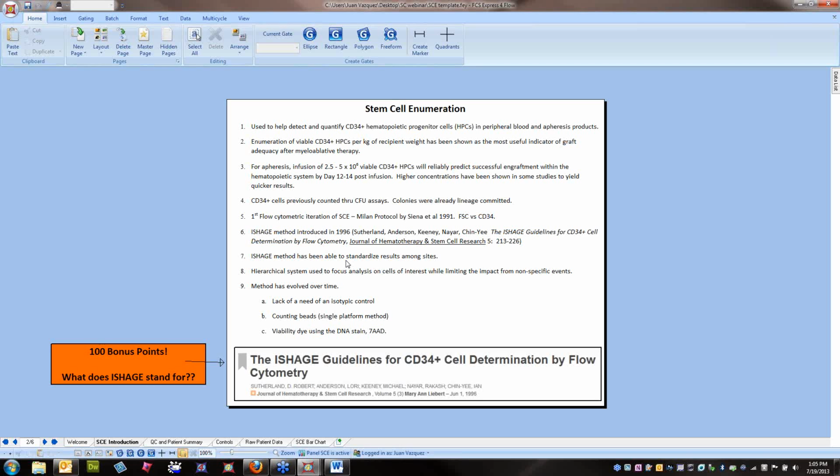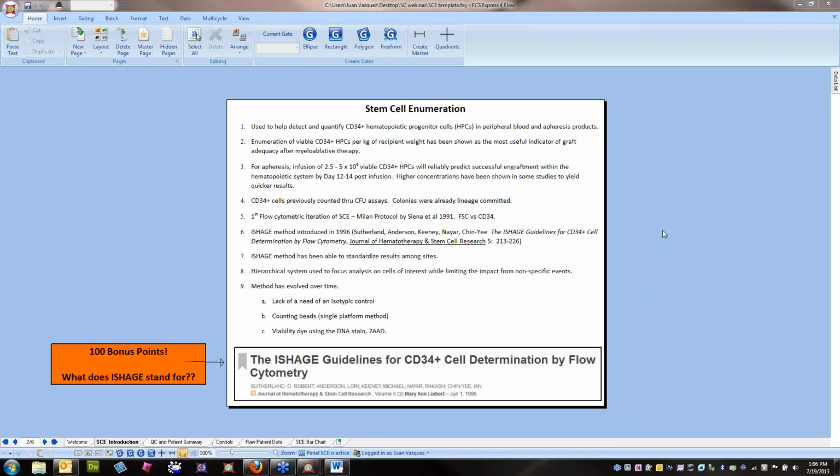The whole idea behind the ISHAGE method was that it was a hierarchical system where you could focus on your cells of interest while limiting the impact on the counts from the non-specific events. So you're basically looking at cells, taking these cells and then breaking them down according to fluorescent sensitivity and specificity, looking at CD45, CD34, and then some scatter properties. Now, the method has evolved over time.